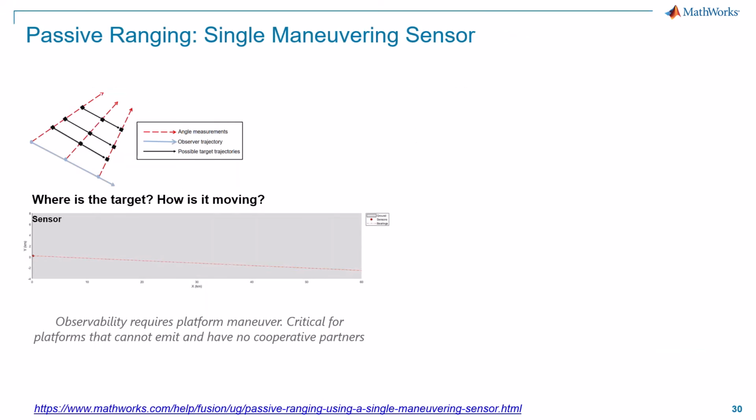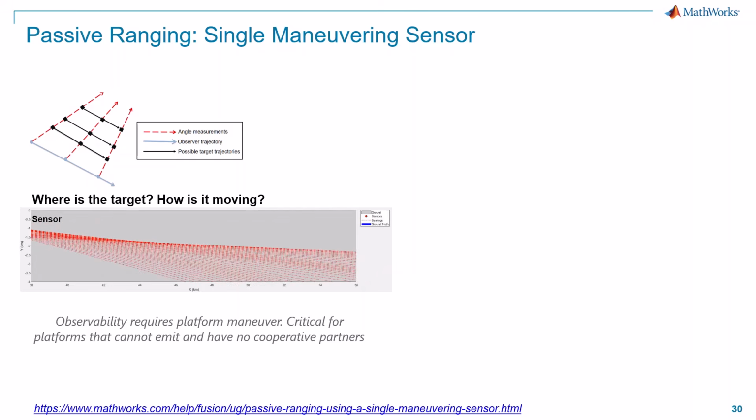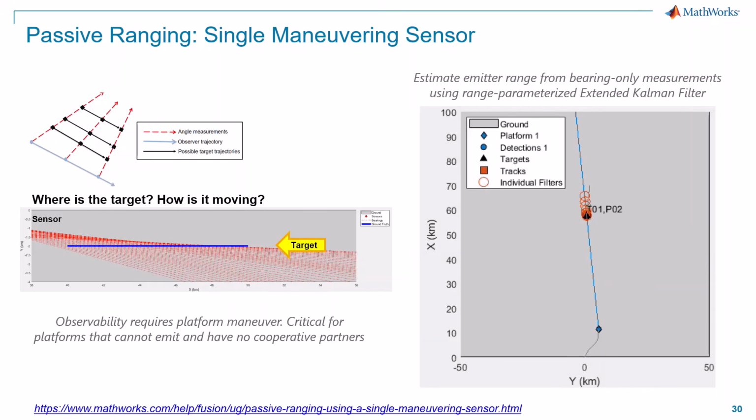What if you have a single passive sensor with no cooperative partners? A submarine maintaining MCON, a stealth aircraft, anything that cannot emit and has no data links. The answer is passive ranging through platform maneuvering. By changing your position over time while taking bearing measurements, you generate the angular diversity needed to triangulate range. The diagram shows an observer maneuvering, taking bearings at each point. Below, the resulting track estimation converging on the target position.